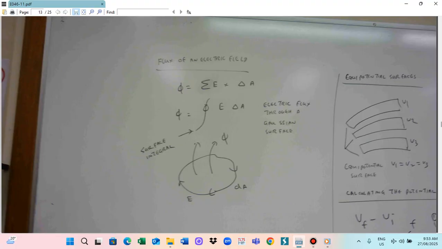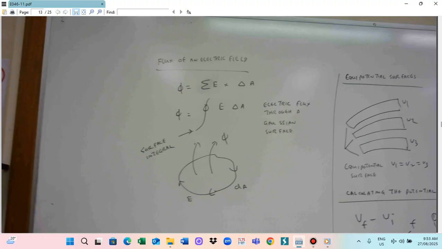The flux of the electric field can be calculated as this: the flux of the electric field is equal to phi equals the summation of E into delta A. So the sum of the electric field multiplied with delta A is the flux of the electric field. It can be calculated as phi equals the summation of E into delta A.